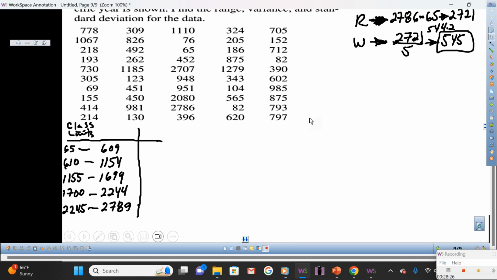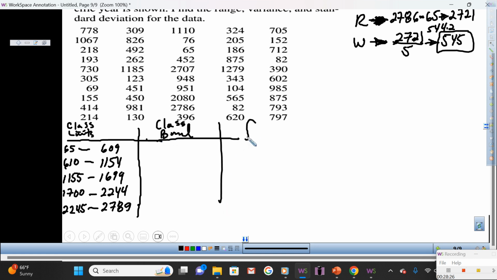And so on and so forth. Do we know what to do from there, guys? Yes, pretty lengthy. So, I'll stop the video right here, and we're going to continue going. Class boundaries, from there frequency, from there midpoint, and so on and so forth, and then we use our formula, yada, yada, yada. All right?